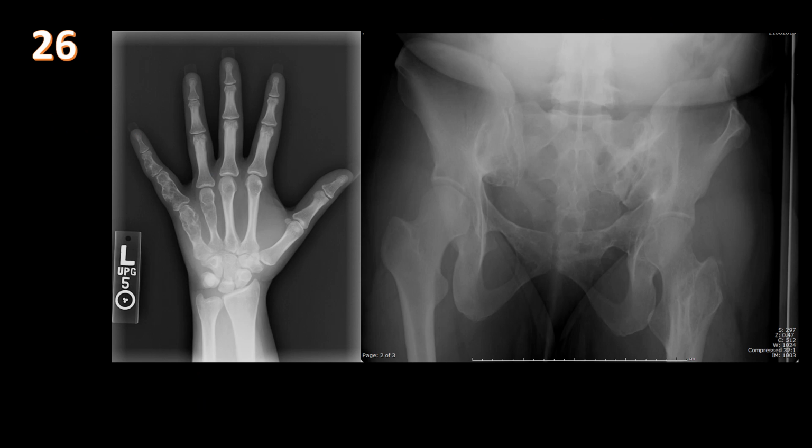Here we have PA views of the hand and the pelvis, and we see that there are multiple lucent bubbly lesions within the phalanges and metacarpal bones of the hand, as well as multiple bones of the pelvis and left proximal femur. These lesions are expansile, have endosteal scalloping, and may have some punctate matrix inside. These are multiple enchondromas within the body, and this is a diagnosis of enchondromatosis, also known as Ollier's disease.